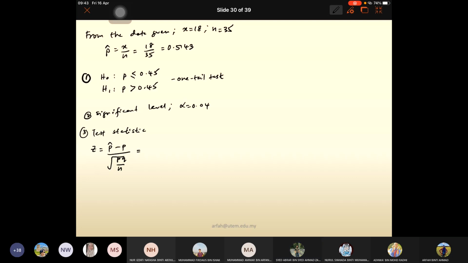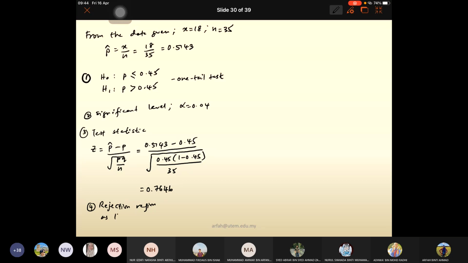Okay, dapat 0.7646. So, P hat equal to 0.5143 tolak 0.45, per punca kuasa dua 0.45 darab 1 tolak 0.45 dibahagikan dengan N 35. Okay. 0.7646. So, cuba buat lepas tu, dapat reject ke accept H null. Dia one tail test. Okay. Tengok dia punya rejection region.